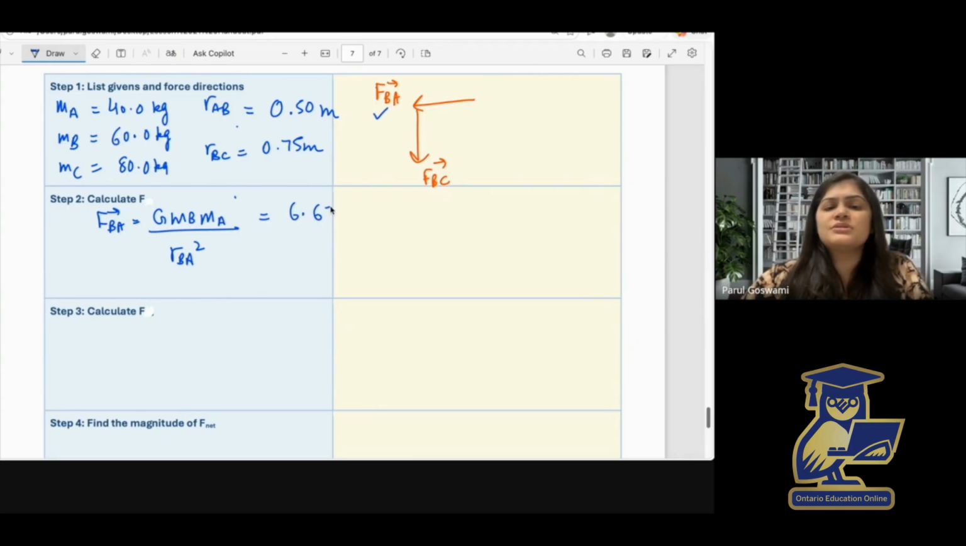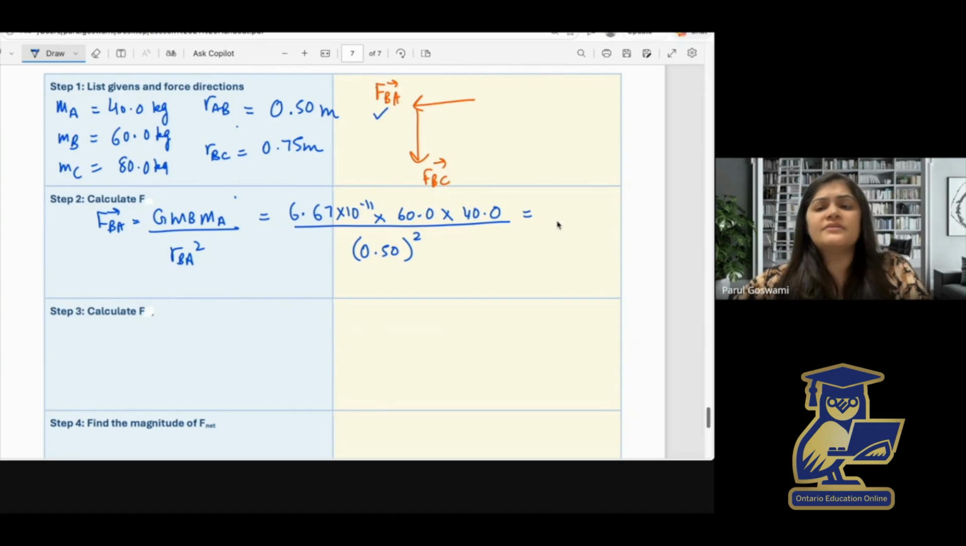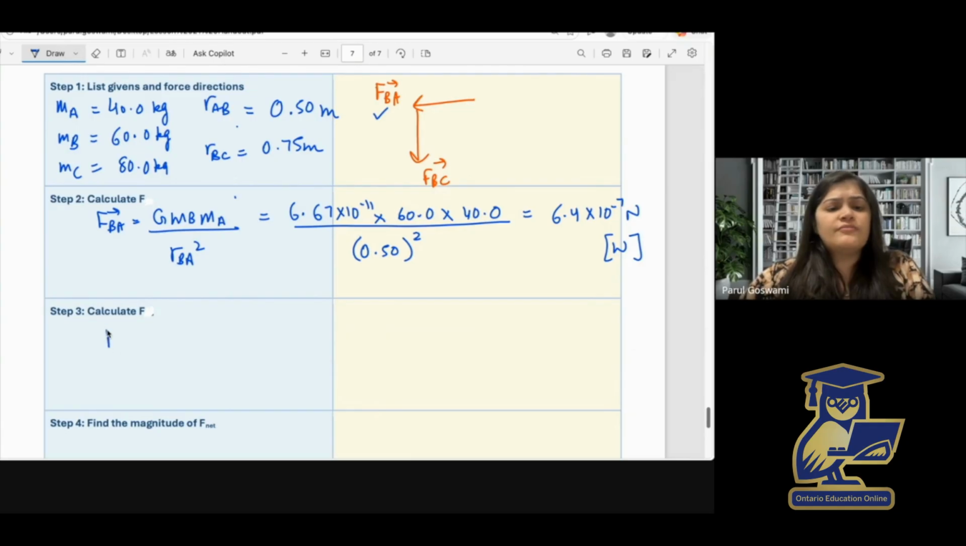So it would be 6.67 times 10 raised to the power negative 11, times the mass of B, which is 60.0, the mass of A, which is 40.0, over RBA squared. RAB or RBA is 0.50 meters, and I will write the square. Now you can solve this, and on solving, FBA comes to 6.4 times 10 raised to the power negative 7 newtons, and you can see the direction is towards left. I can write west.